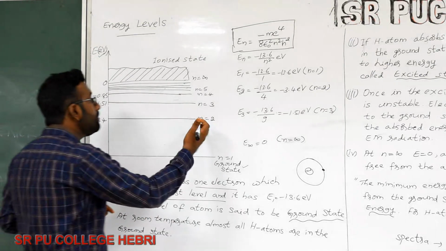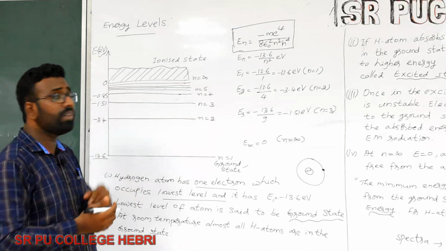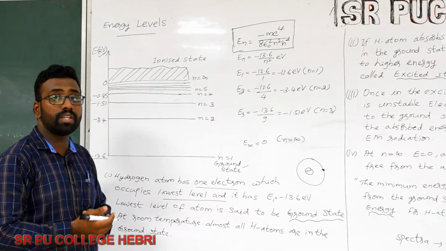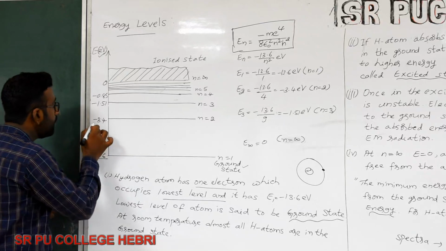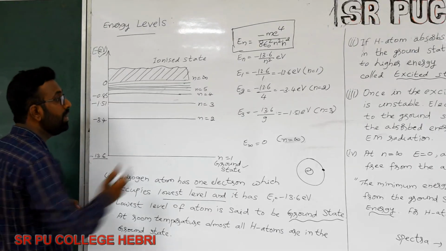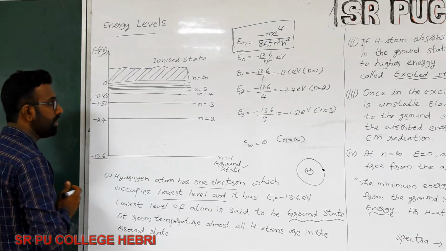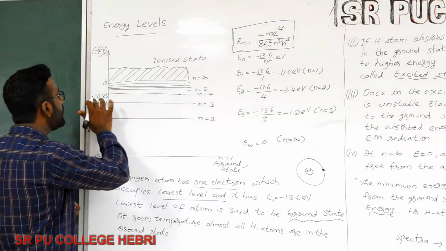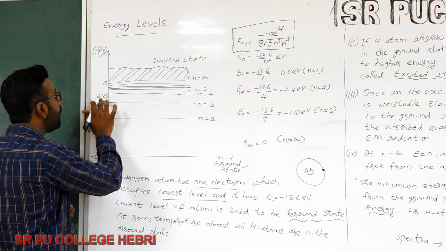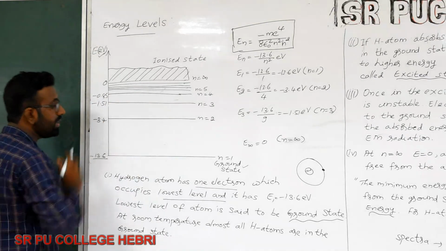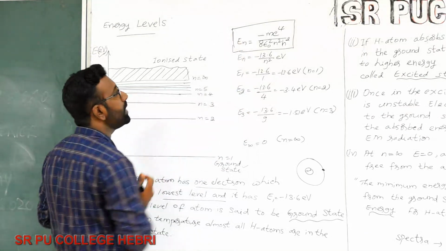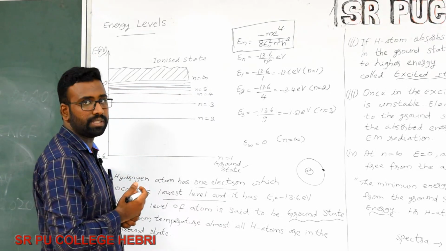When we come to the second level, where n is equal to 2, the energy is minus 3.4. For n equal to 3, we have energy minus 1.51. For n equal to 4, we have energy minus 0.85. These values are arranged according to the equation we derived in the last class.